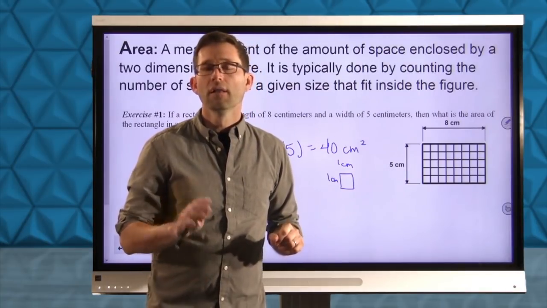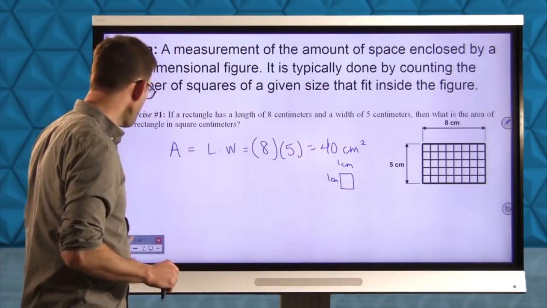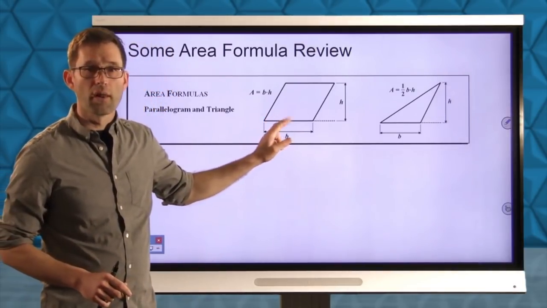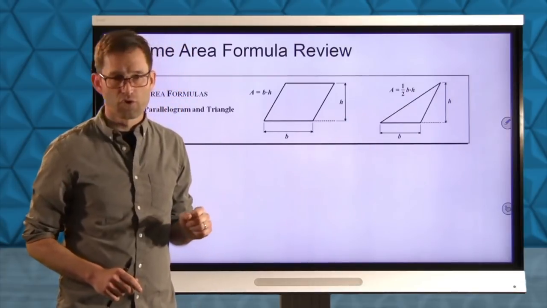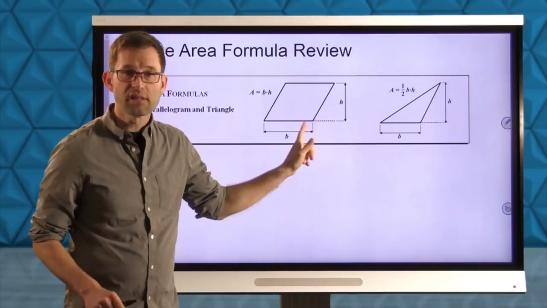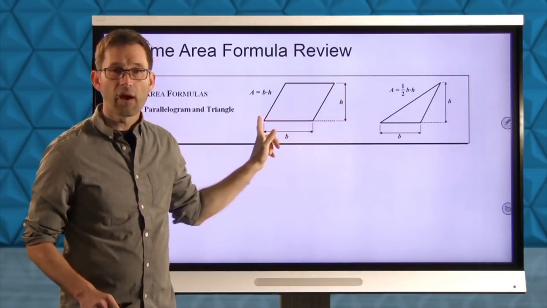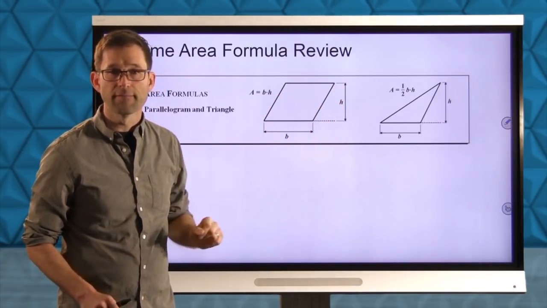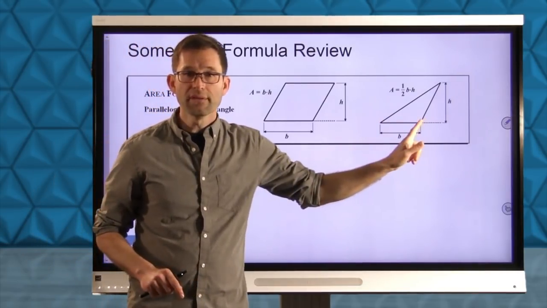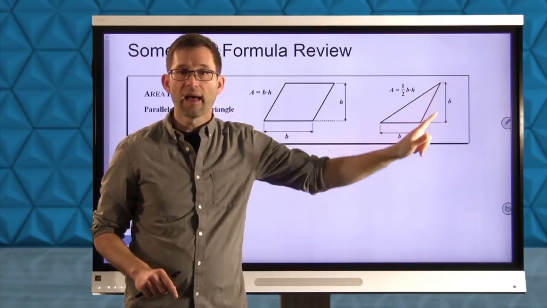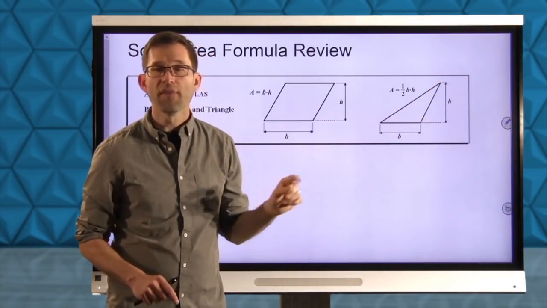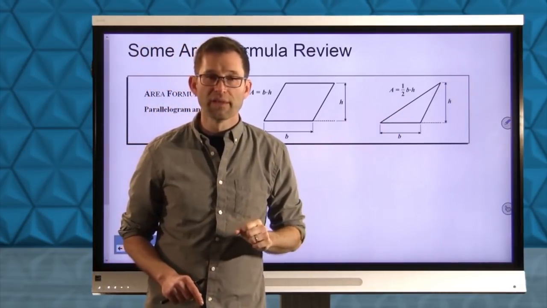Let's do a little review of some common area formulas that you've seen before: the area formula for a parallelogram and the area formula for a triangle. The area formula for a parallelogram is very simple. If we've got the base length and the height, then the area is simply base times height. Likewise, for a triangle, if we've got the base and the height, and remember the height has to be the perpendicular distance from the base up to the highest vertex, then the area is 1/2 of base times height.